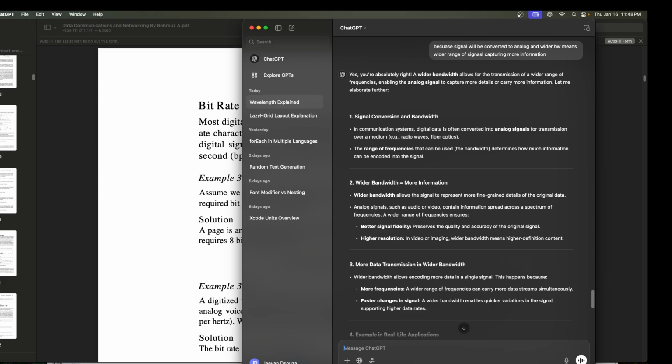So now we are trying to understand the relation of bit rate and bandwidth. Why are higher bandwidth and high bit rate related to each other?